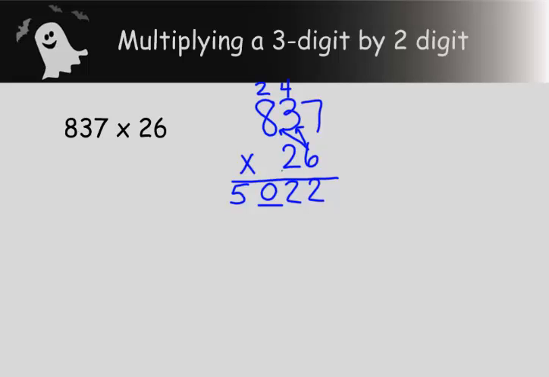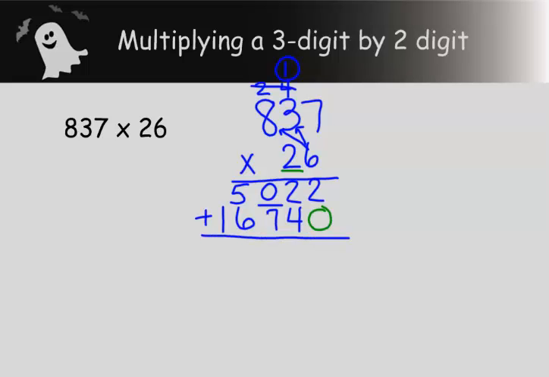Then remember, we're moving to the tens place. We don't have any ones, so I'm going to put that placeholder in there. Then we multiply the 2, which is really 20, but 2 times 7 is 14. 2 times 3 is 6, plus the 1, don't forget it, 7. 2 times 8 is 16.